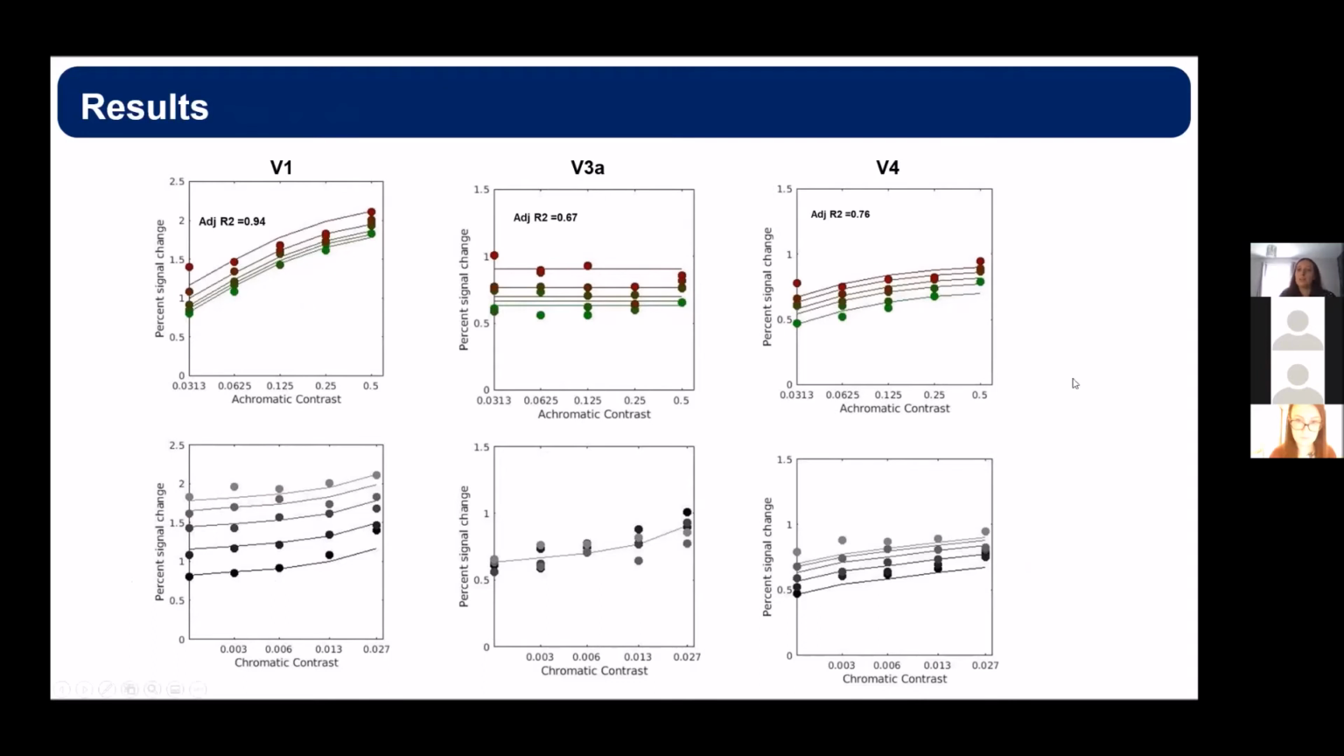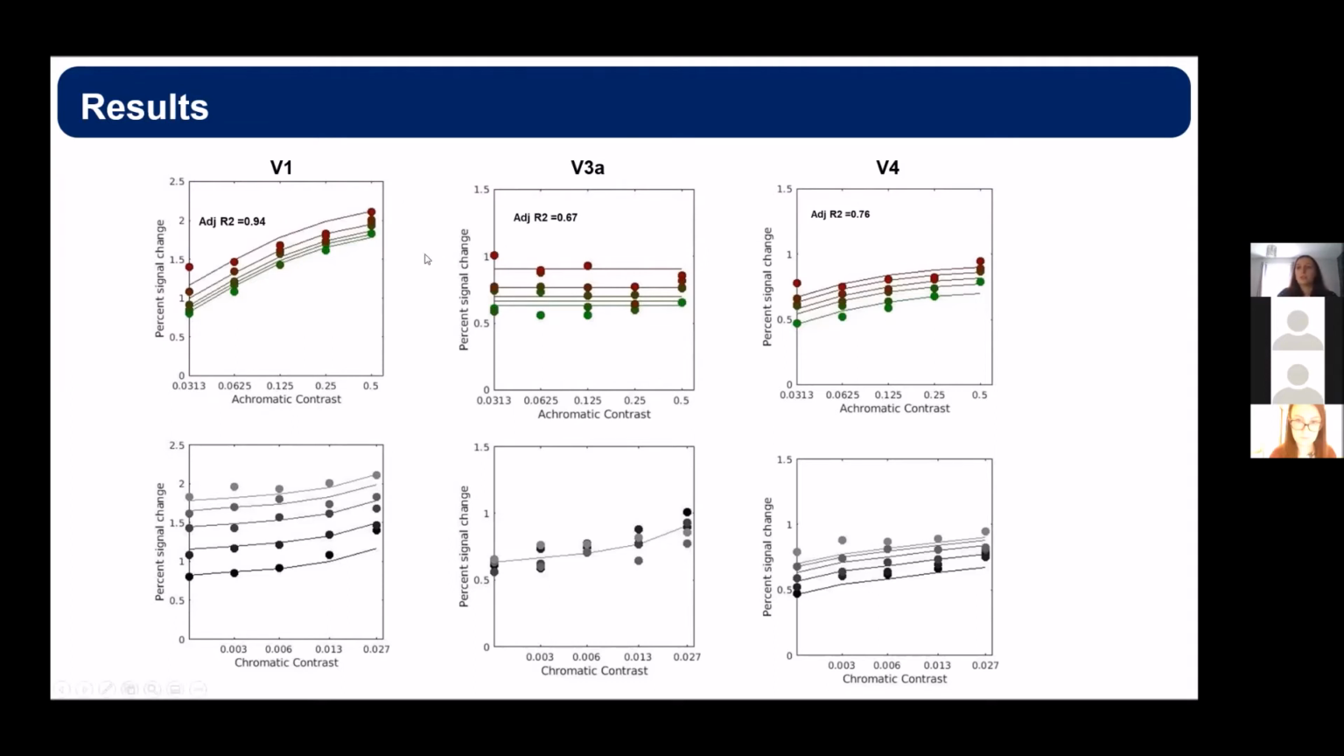In V1 and V4, we can see our model has accounted for most of the data really well, particularly in V1. Notice the axis here has changed, so our values are higher in V1. In V3A, we see a highly compressive response to achromatic contrast to the point it looks completely flat on this graph. We suggest this may be because V3A is a motion area, and even when we have this low 3% achromatic contrast, the random luminance modulation background is still a highly visible stimulus, so perhaps we haven't reduced the achromatic contrast low enough to see a lower response to the achromatic contrast.